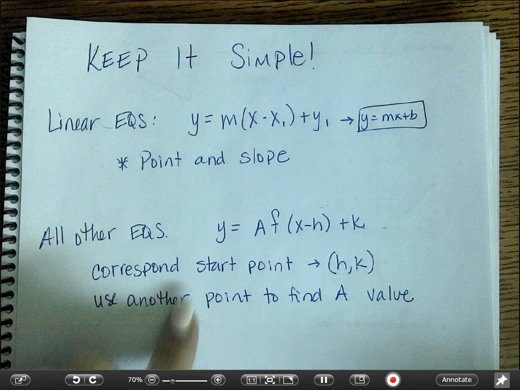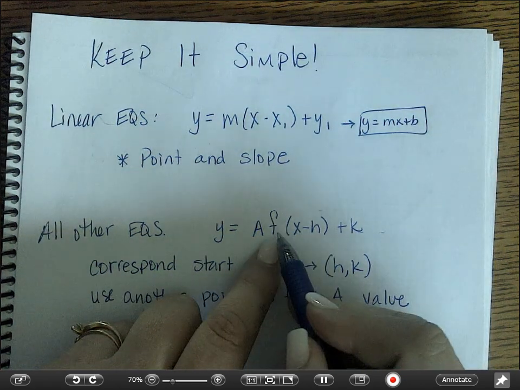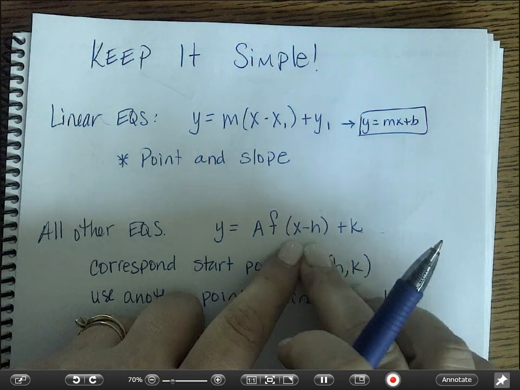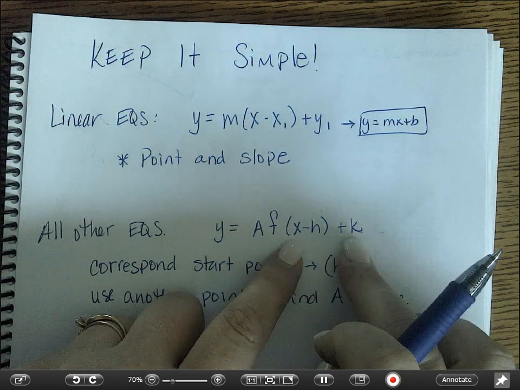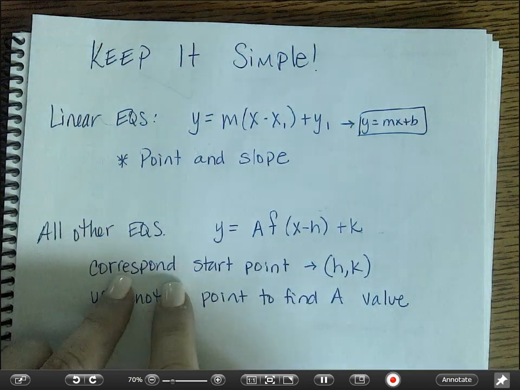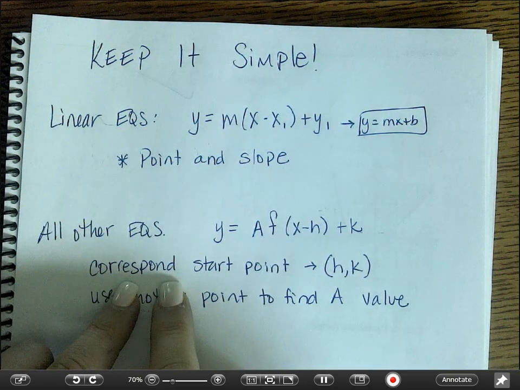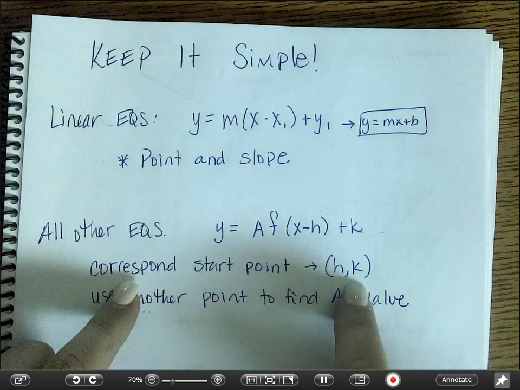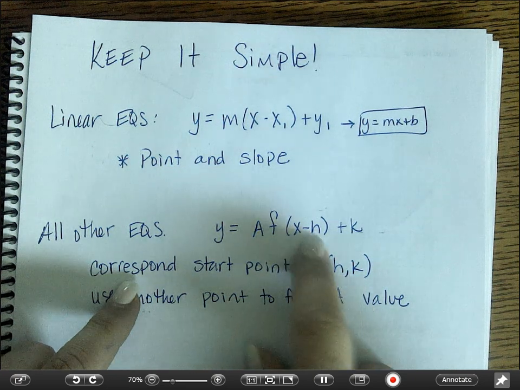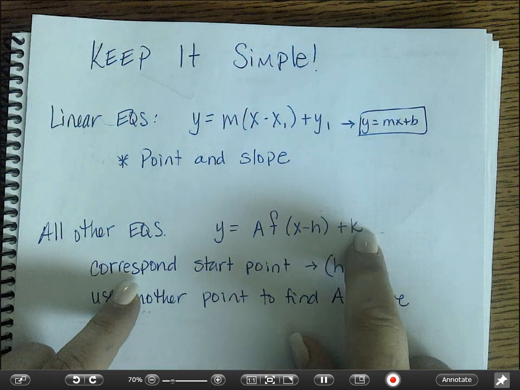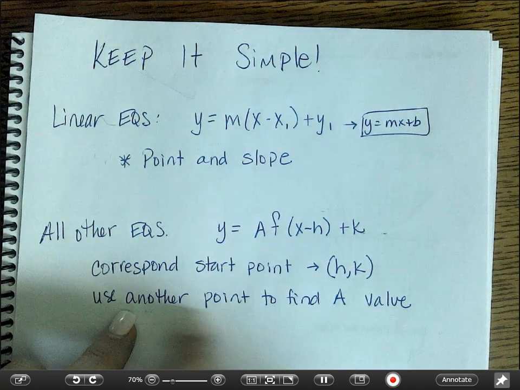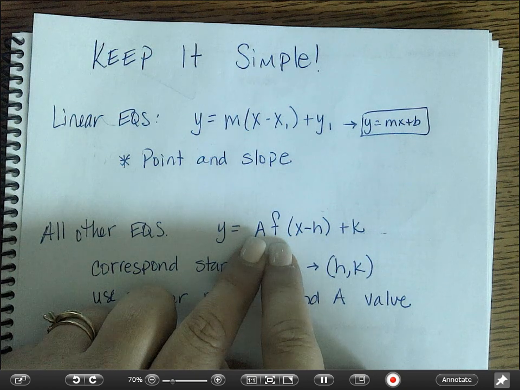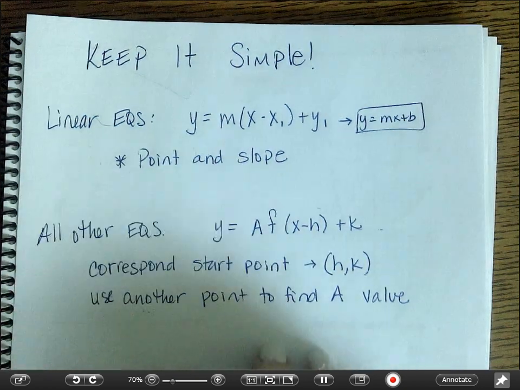All other equations, and that's why I notated f, because it doesn't matter what the function is. You have an a, and then you're going to have that shift, horizontal shift, left, right, and up and down. So you always want to take whatever that first parent point is and correspond that to the new starting point on your graph, which is going to be h and k. And so that's going to go directly into that equation. Then you use any other point in order to replace the x and the y, and you solve for a. So make sure you write this down.